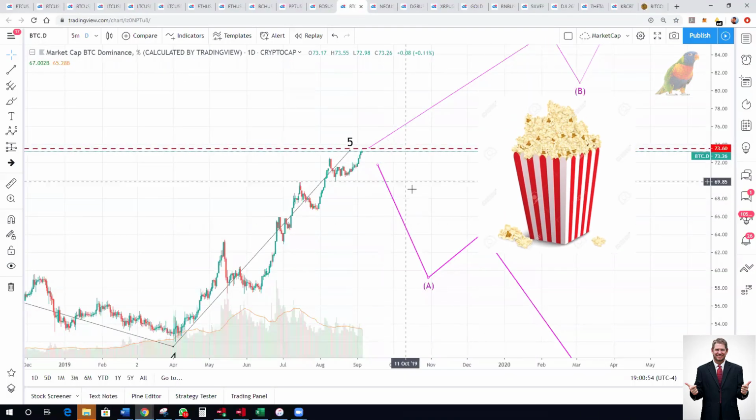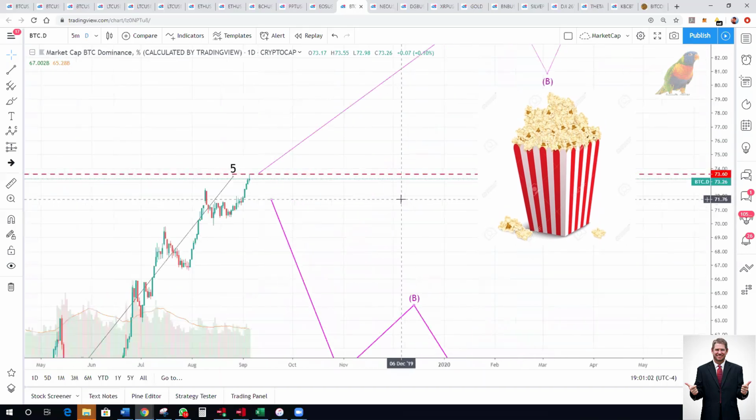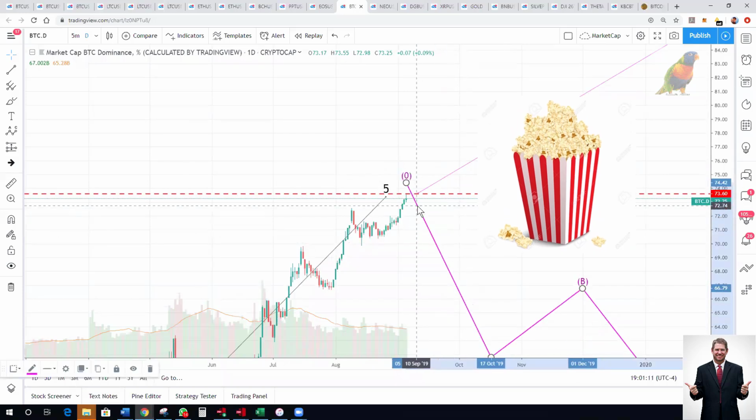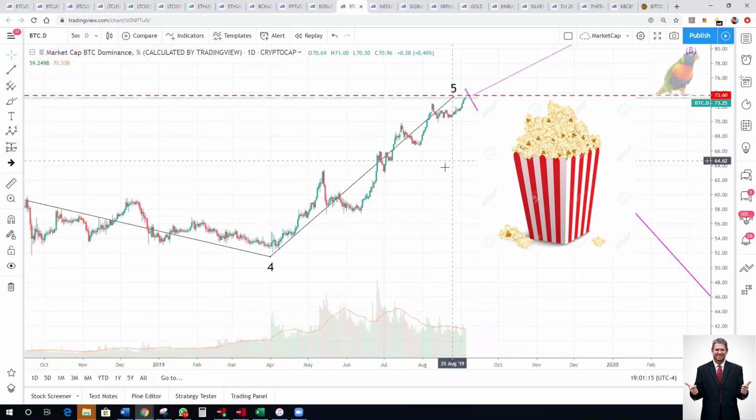You can see here that we said we expect about 73 or 74%, roughly that. And if I zoom into that, you can see that it's almost there. It could go a little bit higher, to about 74, to about that point there, before Bitcoin starts dropping in dominance. Guys, Bitcoin has run out of steam.